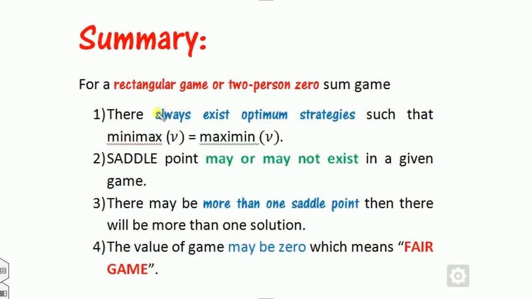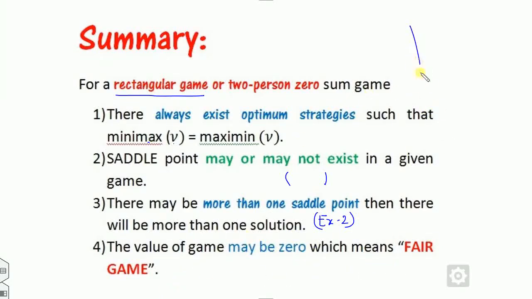So what we have studied so far, let me quickly summarize: for any rectangular game or two-person zero-sum game, there always exists an optimal strategy when the minimax is equal to the maximin. A saddle point may or may not exist. We will see that in the next example. There may be more than one saddle point, you can see example number 2. And the value of the game may be 0. If it is so, then we call it a zero or fair game.